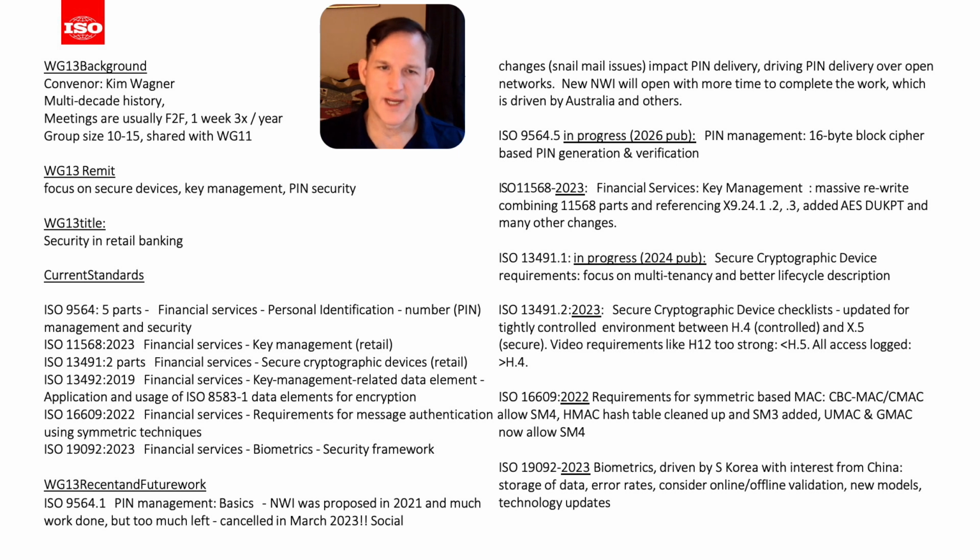And then there's 13492, which was published in 2019. ISO 16609, that's the requirements for message authentication using symmetric techniques. And then the last one there is ISO 19092. So there's actually 2 9s in the last one under current standards. And that was the biometrics security framework mentioned before. That one, by the way, is 19092:2008.